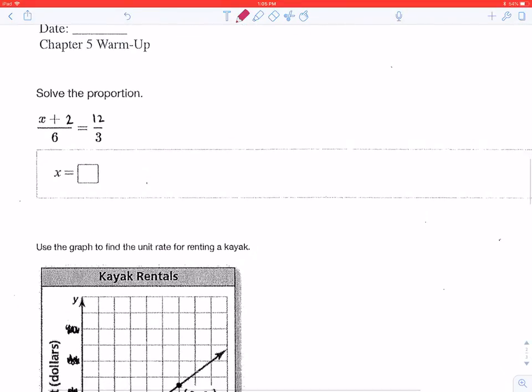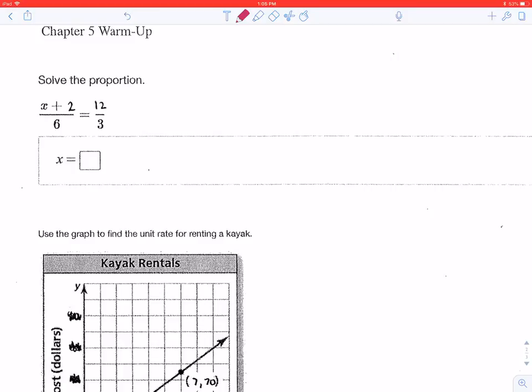On solving the proportion on the back page, we've got x plus 2 is to 6 as 12 is to 3. And you're solving for x, so you're going to be needing to utilize the same technique that you do with all cross product problems. You're going to multiply 6 times 12, which is going to be 72. And then you're also going to multiply the other cross products, which is going to be 3 times x plus 2.